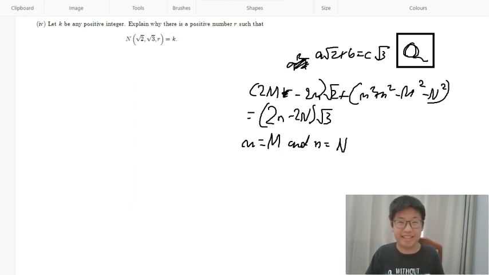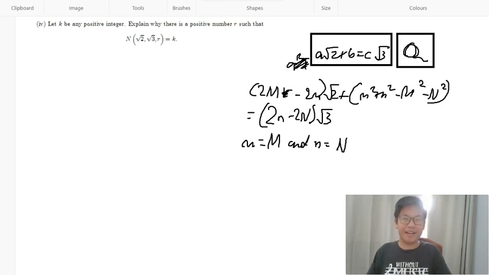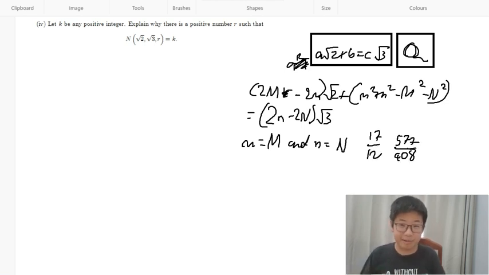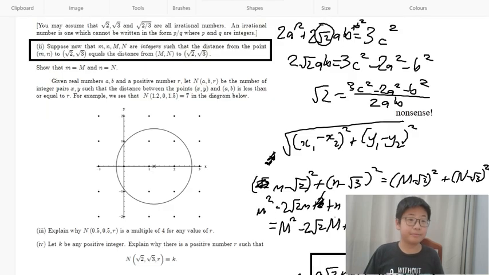But unfortunately, this has been first proved by Pythagoras and his friends that root 2 and root 3 are irrational numbers. So therefore, small m equals big M and small n equals big N. However, we can find rational approximations of root 2 and root 3. Some of the rational approximations to root 2 include 17 over 12 and 577 over 408. Enough beating around the bush. Let's go to the next part.